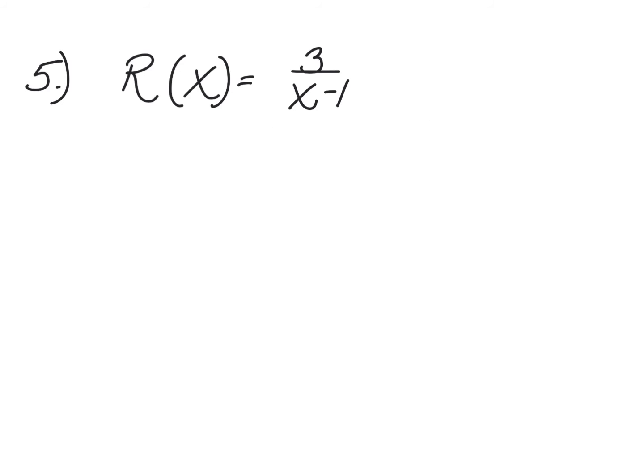R of x is equal to 3 over x minus 1. So this time I have a fraction with a variable in the denominator, so I've got to think about what x value would cause the denominator to be 0. And I believe if x is 1, I have a problem. So I'm going to say x can't be 1. What you can always do if you're confused is take your whole denominator and say it can't be 0 and solve for x, and you would get x can't be 1.